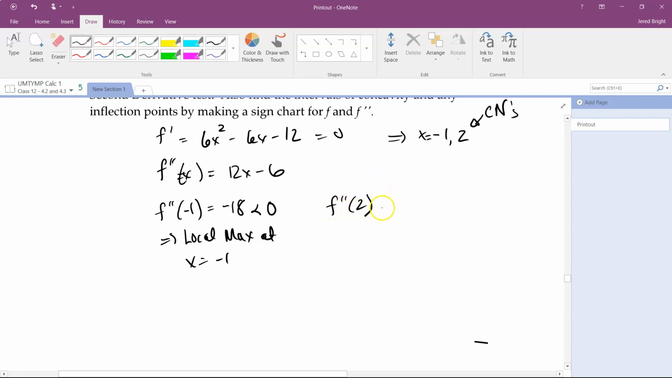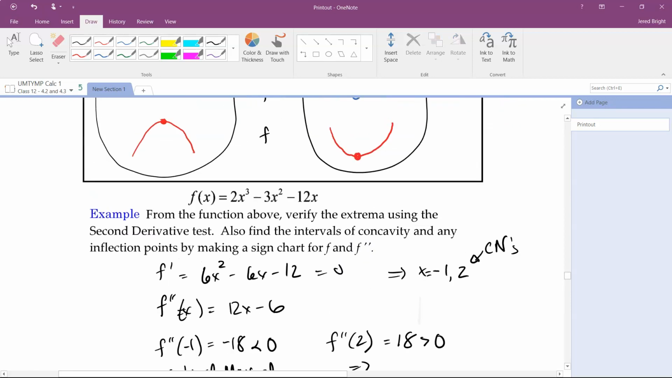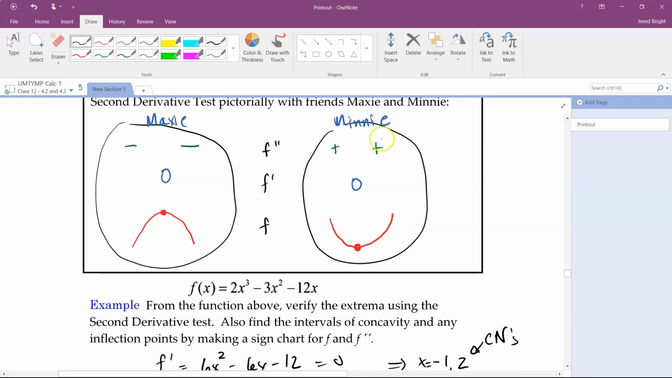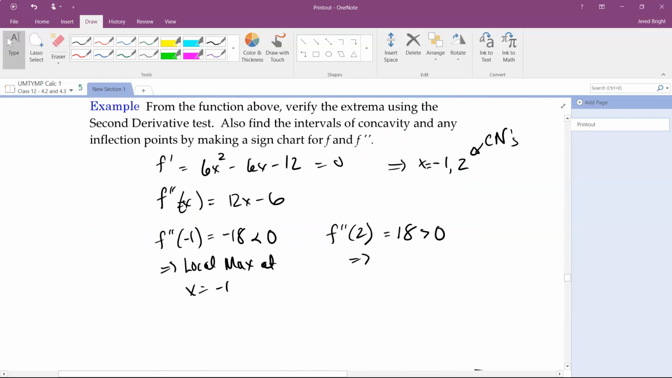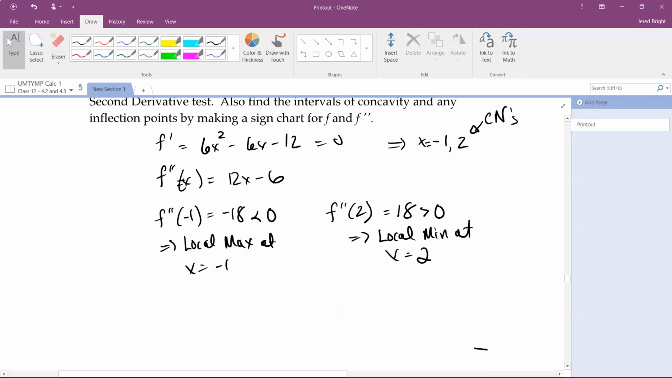Second derivative at 2, this is going to be 24 minus 6, so that's a positive 18, which is greater than 0. So I'm in the case where my second derivative is positive. That's the Minnie case, so that means I have a local min at x equal to 2. Same sort of thing as what we got before, just presented in a different way.